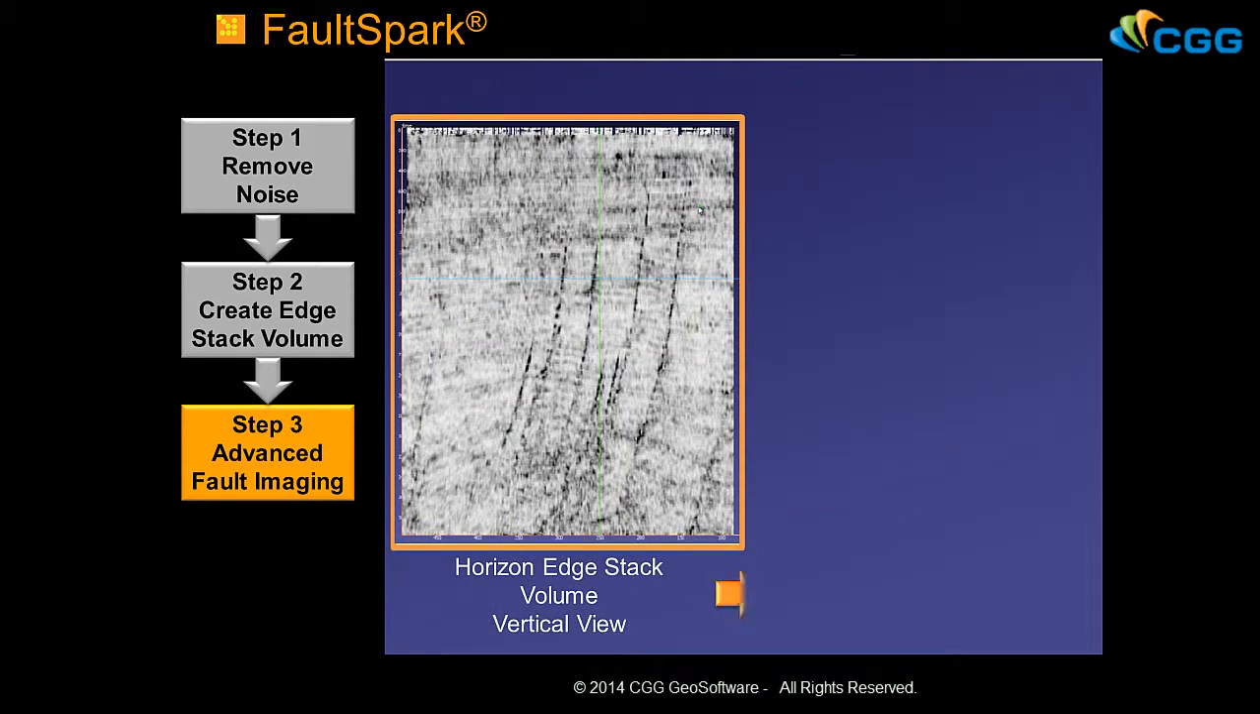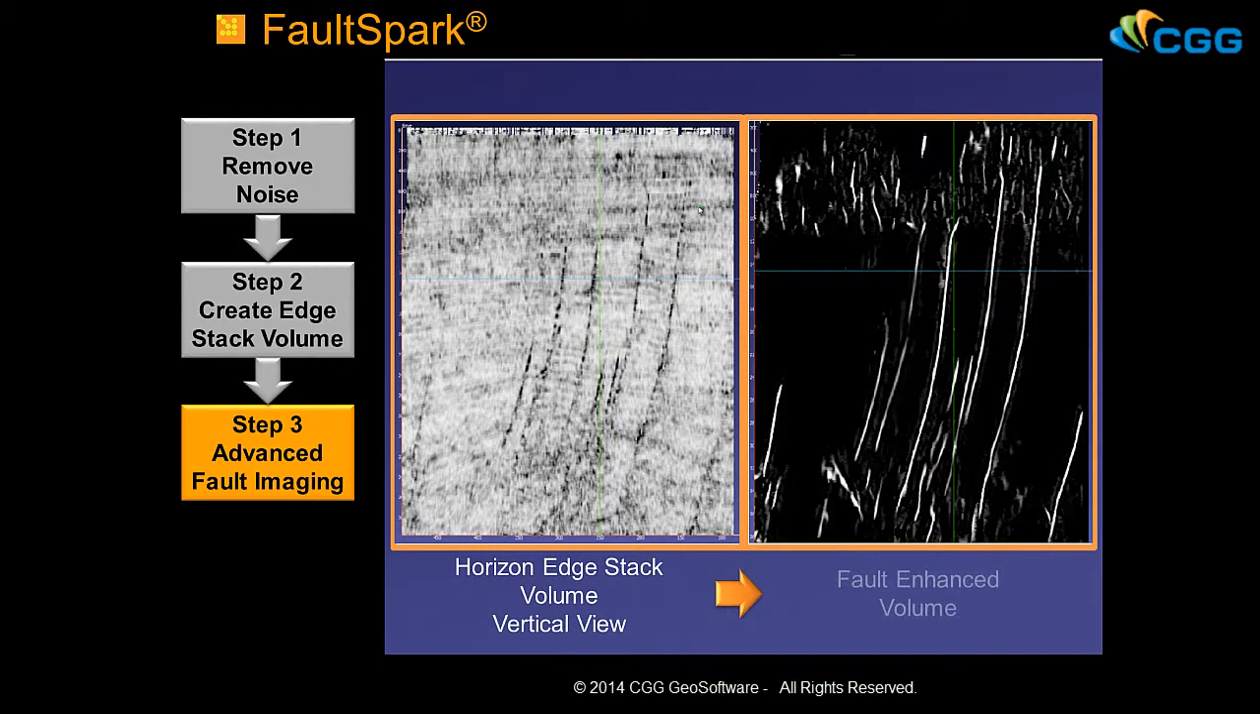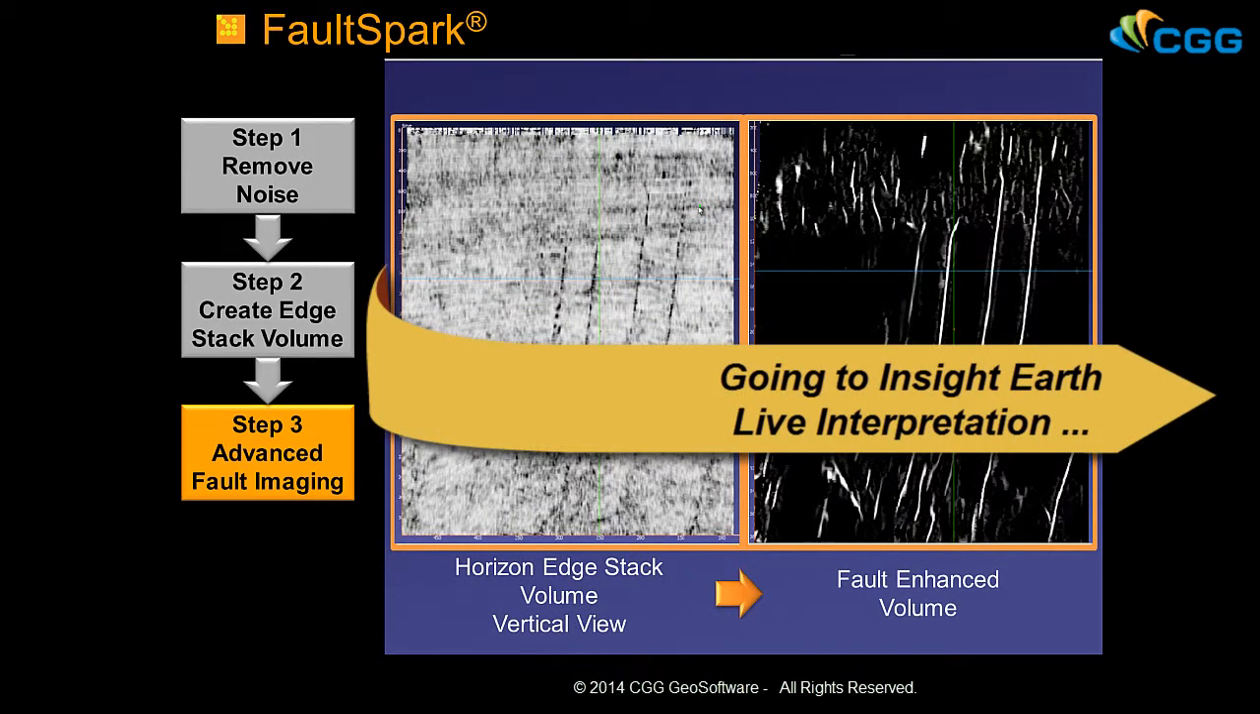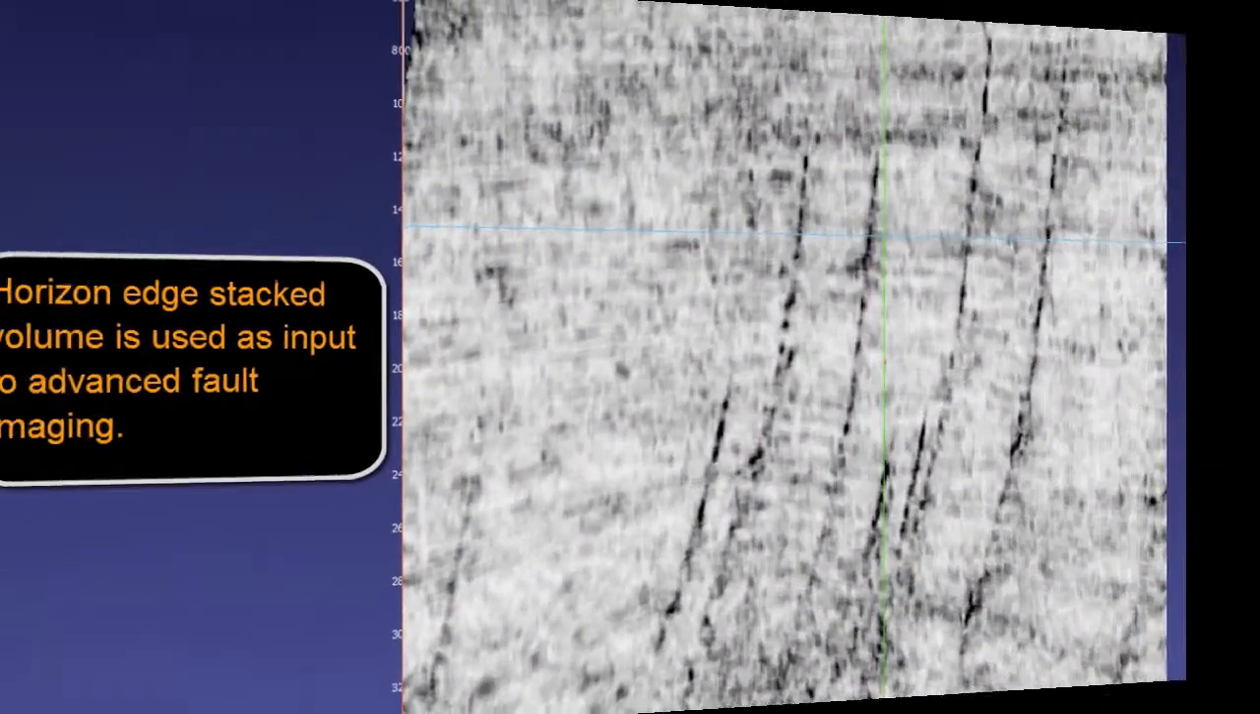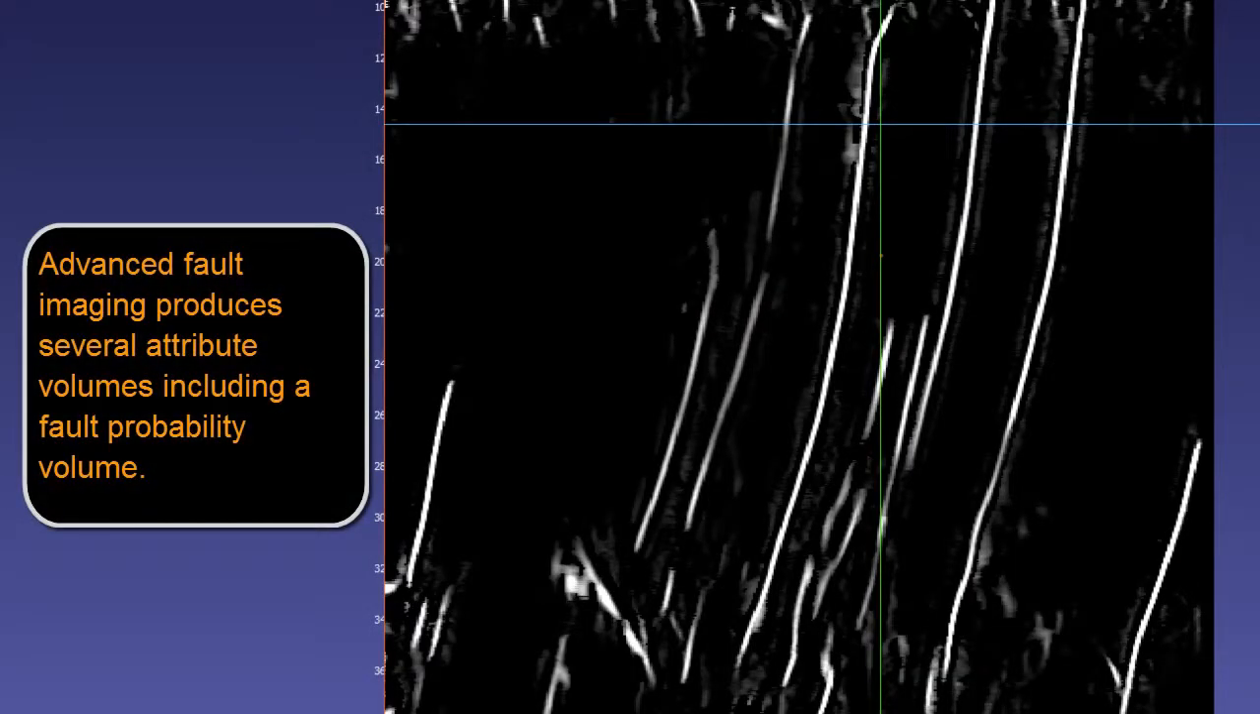Although faults are imaged well on horizontal slices, they are not imaged well enough on vertical slices to automatically extract fault surfaces. In the next step, we'll use the horizon edge stack volume as input to advanced fault imaging. Let's again go to Insight Earth for a live interpretation. The horizon edge stack volume is used as input to advanced fault imaging.